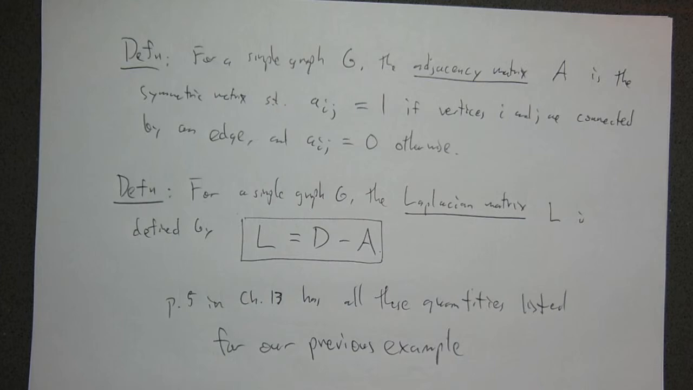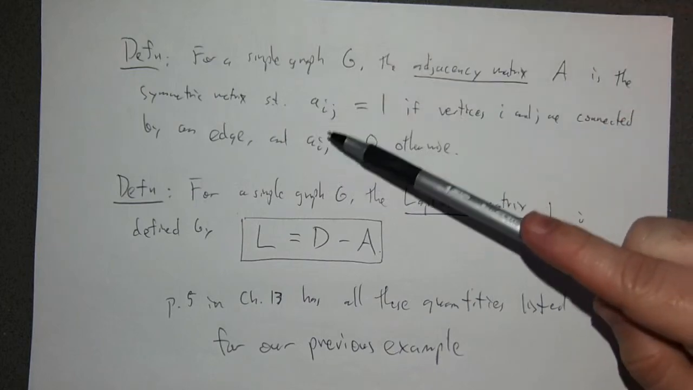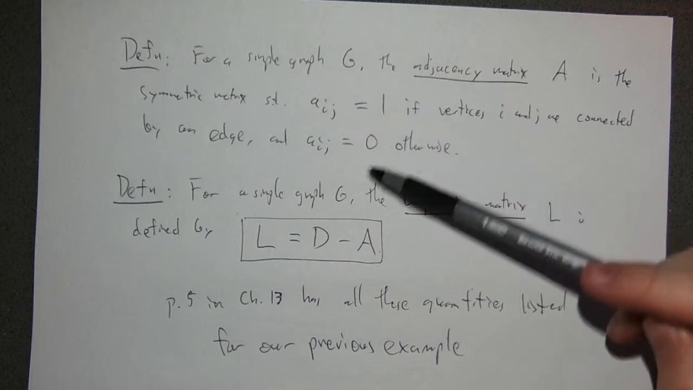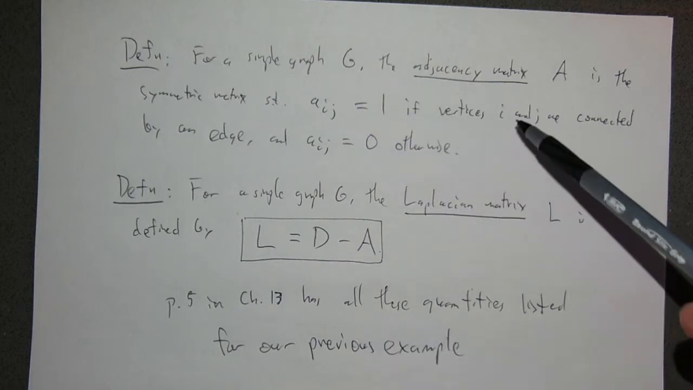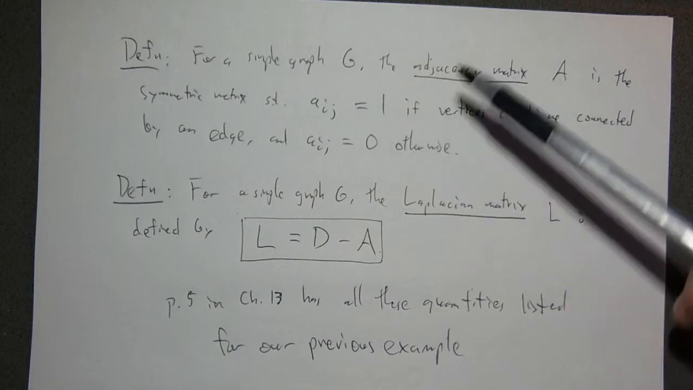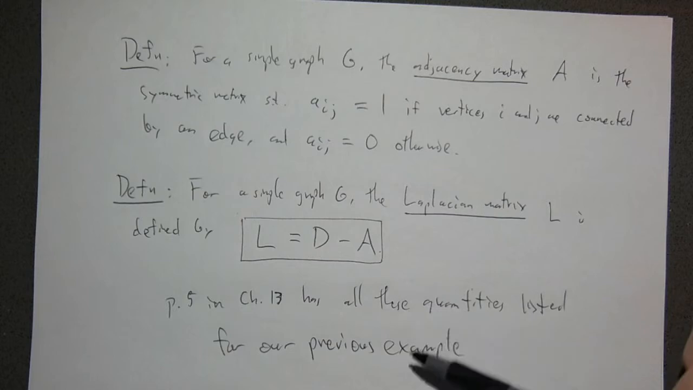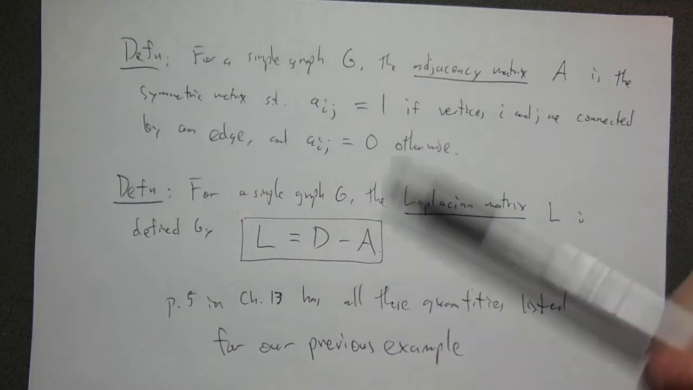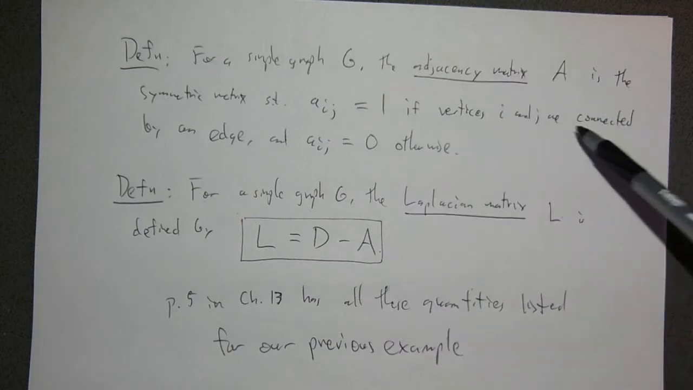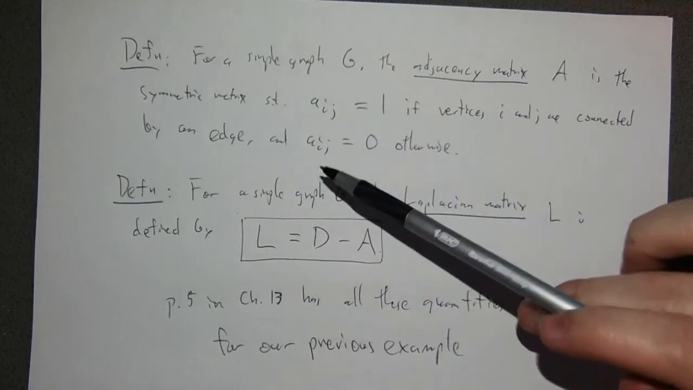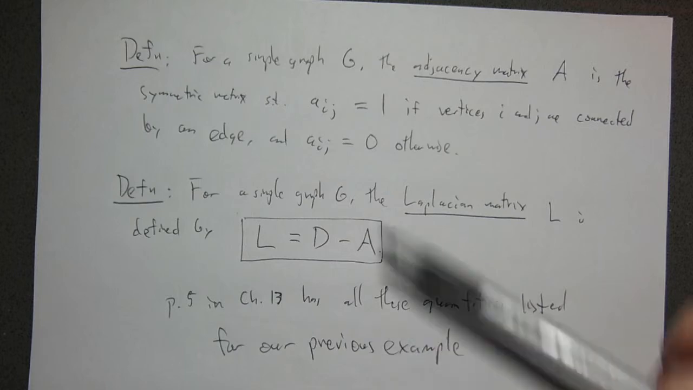So remember, the adjacency matrix is necessarily symmetric, and you can figure out a sub ij entry. It's either 1 or 0. It's 1 if vertices i and j are connected directly by an edge, not like a sequence of edges or anything, and 0 otherwise. Okay, so if vertices i and j are directly connected by an edge, the entry a sub ij is 1. If not, then a sub ij is 0.